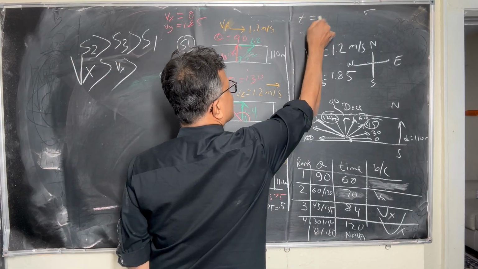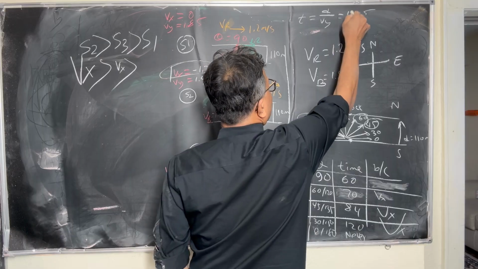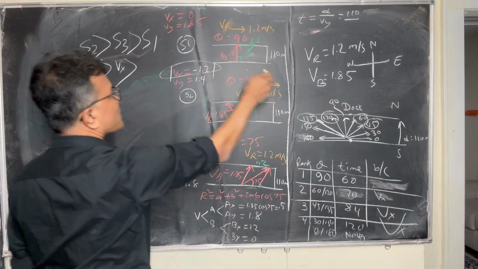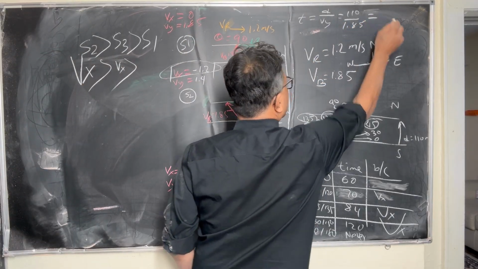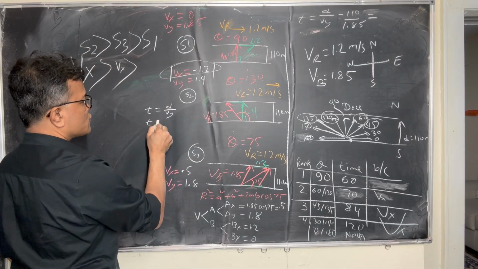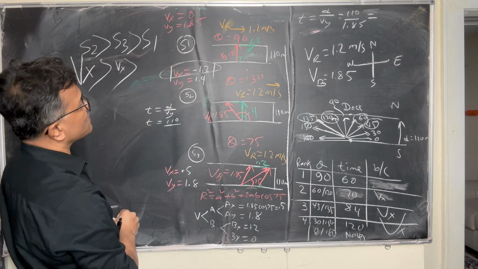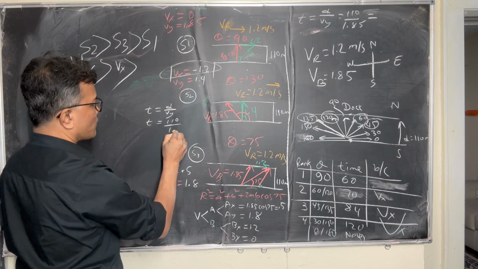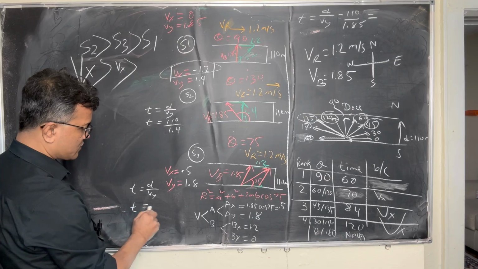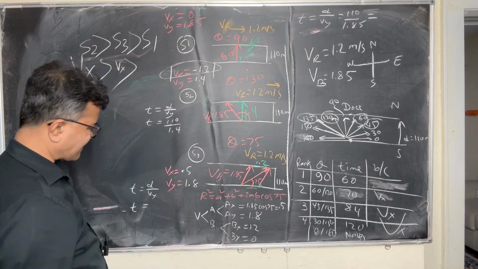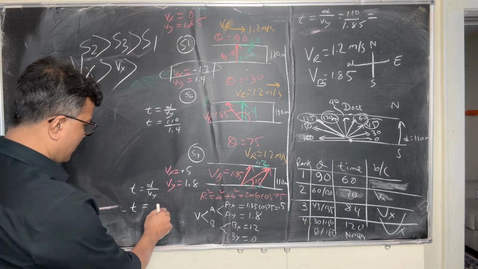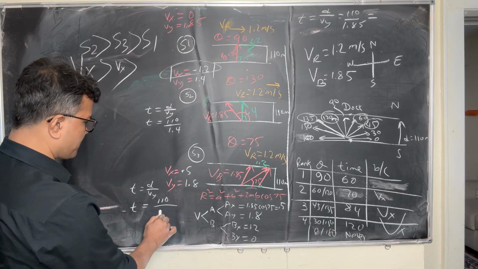Let's see how long this one is going to take. T is equal to d over Vy. 110 divided by Vy, which is 1.85. Now let's do this one. T is equal to d over Vy, so d is 110 and Vy is 1.4 for scenario 2. Then d is 110, and Vy is 1.8.